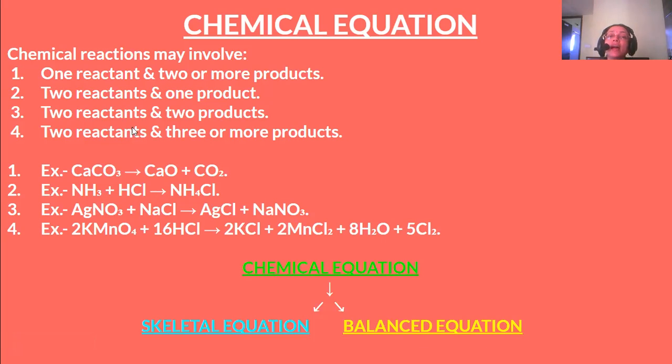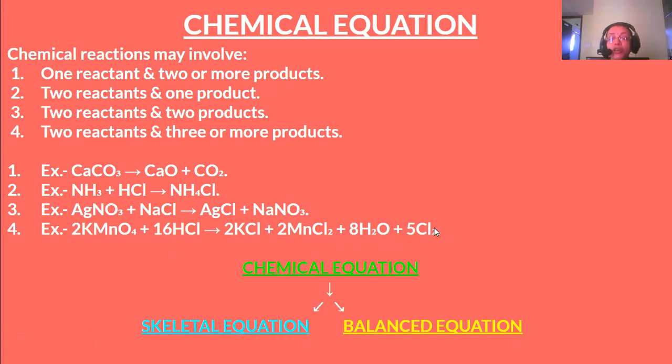Then 2 reactants and 2 products, like silver nitrate and sodium chloride. So there is a plus sign between them, there's an arrow between the reactants and the products, and 2 products are formed, silver chloride and sodium nitrate. Then 2 reactants and 3 or more products can also happen. Here 4 are formed. The 2 reactants are potassium permanganate and hydrochloric acid, and the products are potassium chloride, manganese chloride, water, and chlorine.